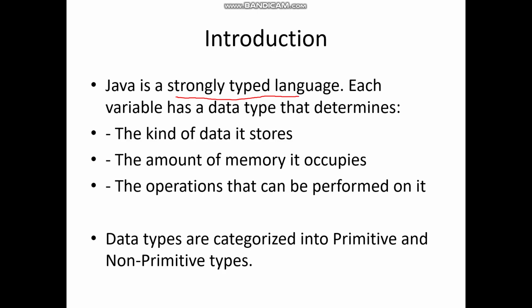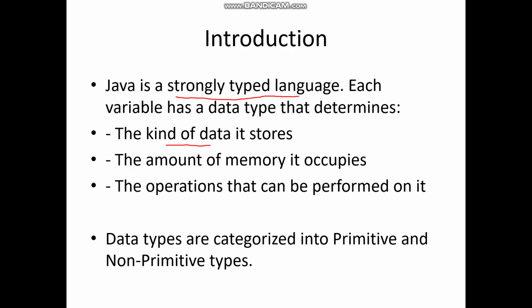Each variable has a data type that determines the kind of data it stores. Meaning, in the variable, what is the data you are storing? Whether you are storing characters, short integer, integer value, long value, or floating point value. What kind of data it stores.